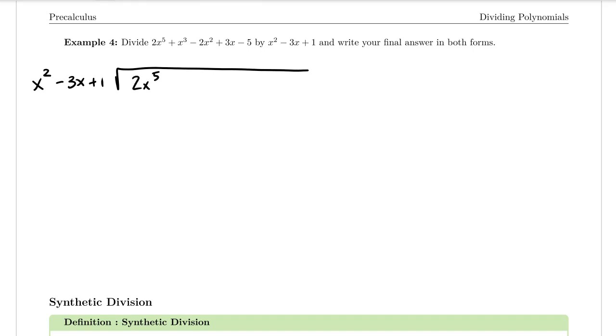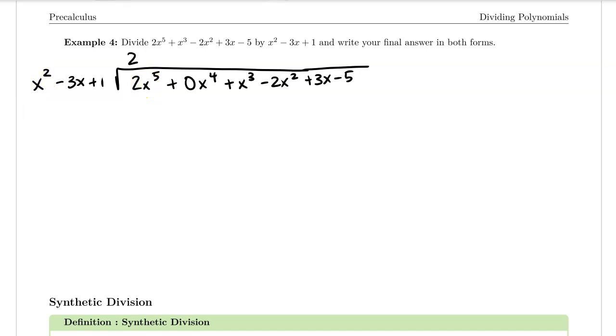Now, notice that if we're going in order of powers as they are descending, we're actually missing the quartic term. So I'm going to use a placeholder, and I'm going to put plus 0x to the 4th power, and then continue on. Then we have plus x cubed minus 2x squared plus 3x minus 5. All right, so just like last time, I'm going to ask myself, what do I need to multiply to x squared so that I'm going to get 2x to the 5th power?